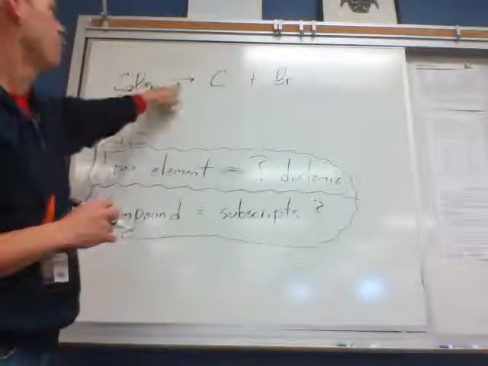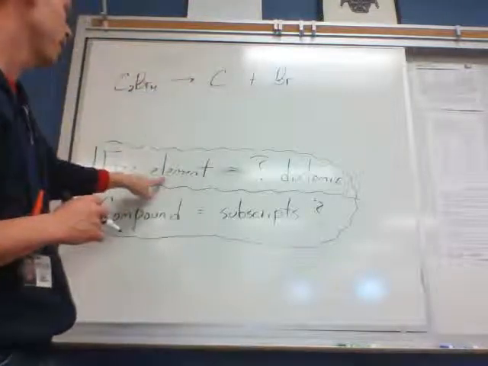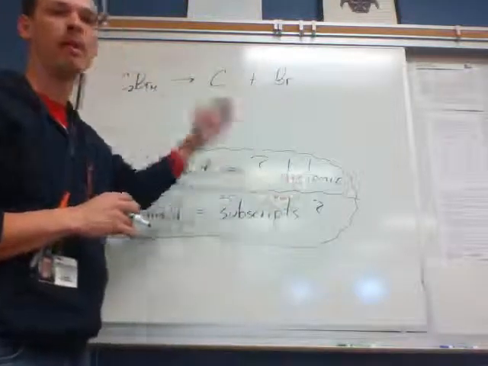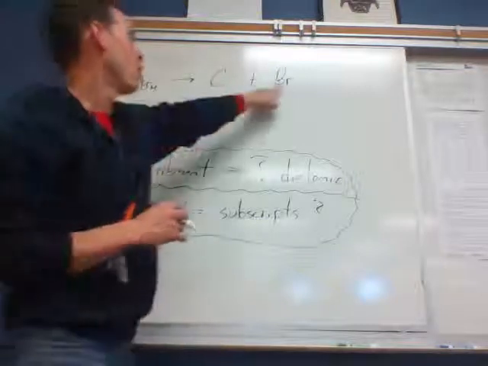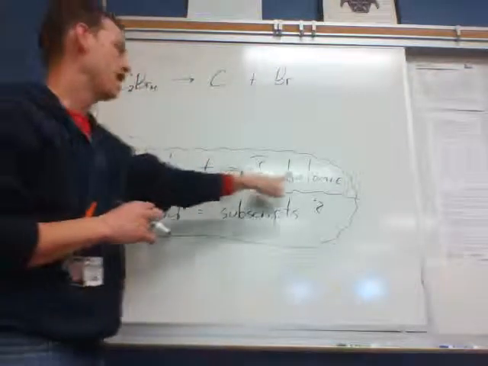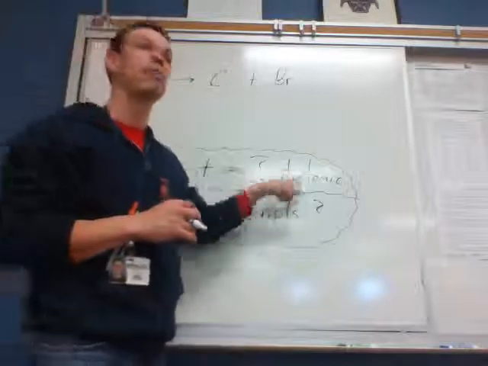Dicarbon tetrabromide produces carbon. He's a free element, but he's not diatomic, so leave him alone. Bromine is a free element, and he is diatomic, so I hope you gave him a 2.